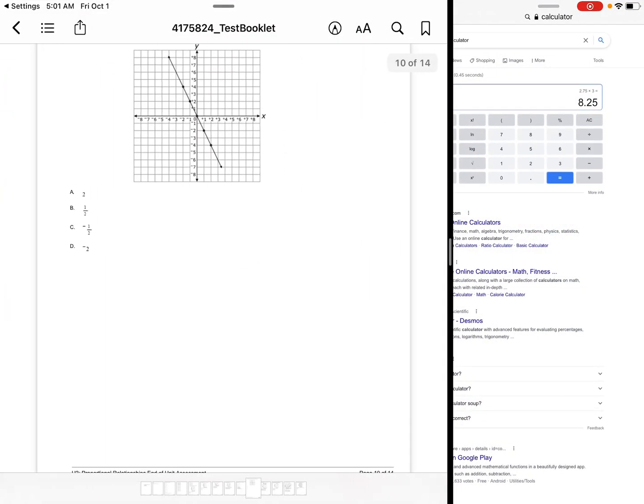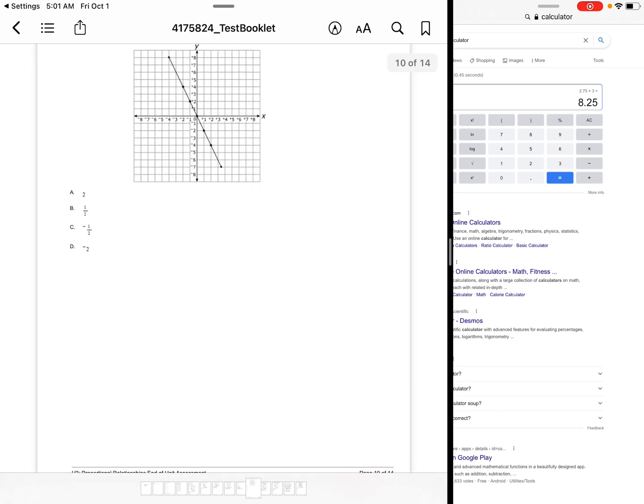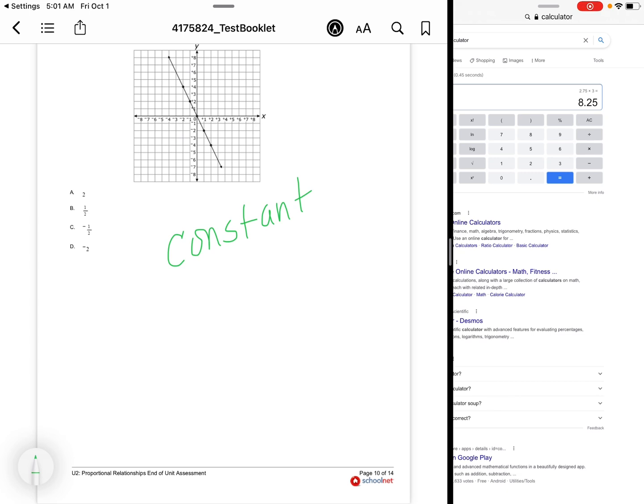All right, the next one's asking, what is the constant of proportionality for the line graph below? So remember, the constant of proportionality is the amount for 1.